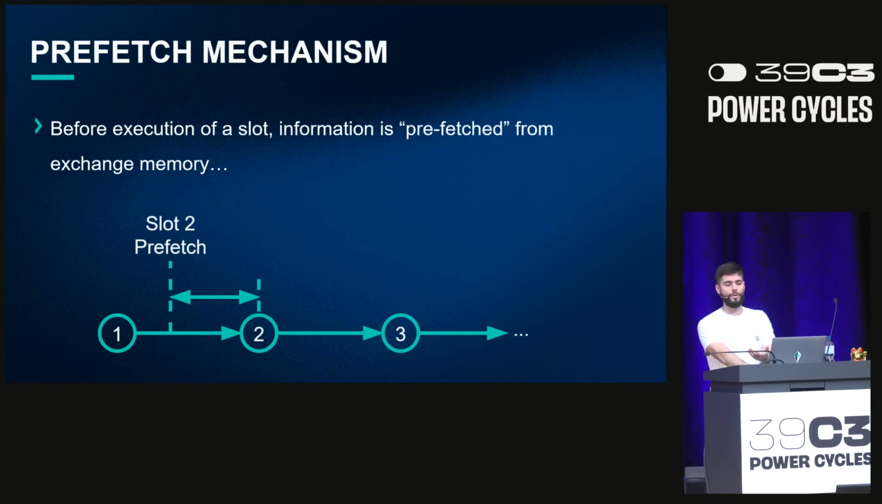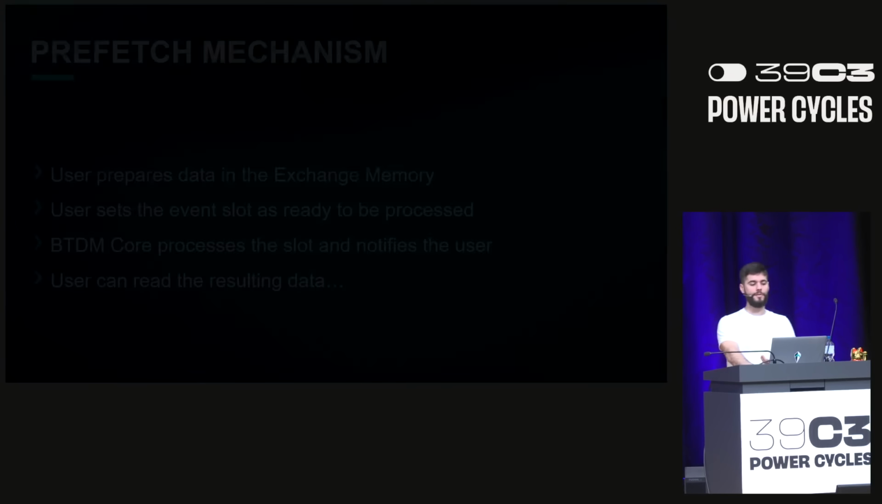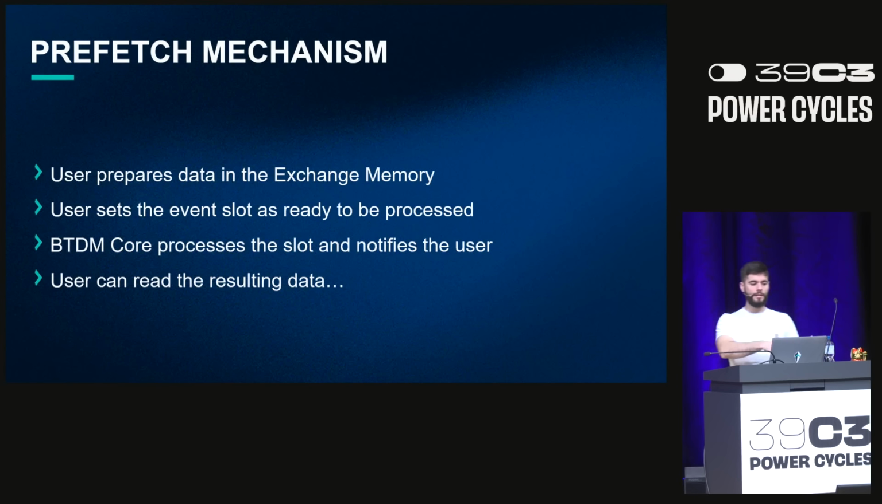So the way to work with this peripheral would be something like this: the user will prepare the required exchange memory information in RAM. Then the user will set a bit in one of those tables, and the peripheral will be looking around at the memory, and when it catches that pending slot, it will process the slot, do whatever operation the user has specified, and afterwards it will notify the main core via an interruption, and the user can read the resulting data, such as, for example, advertisements.